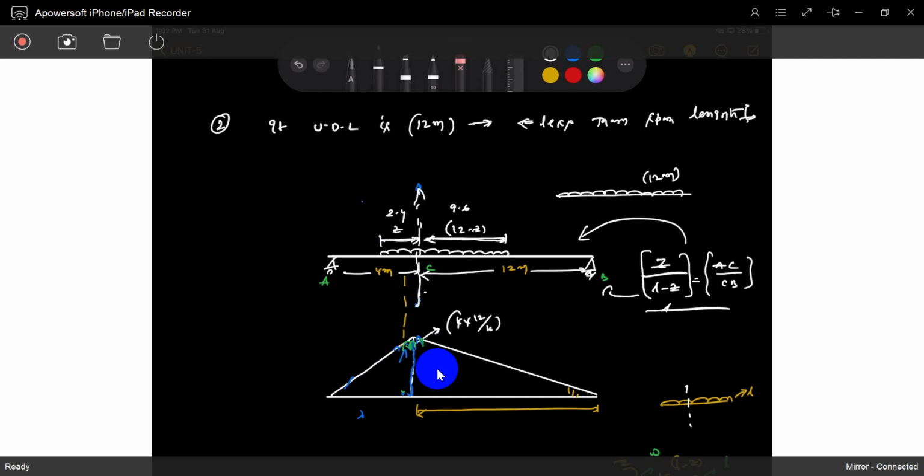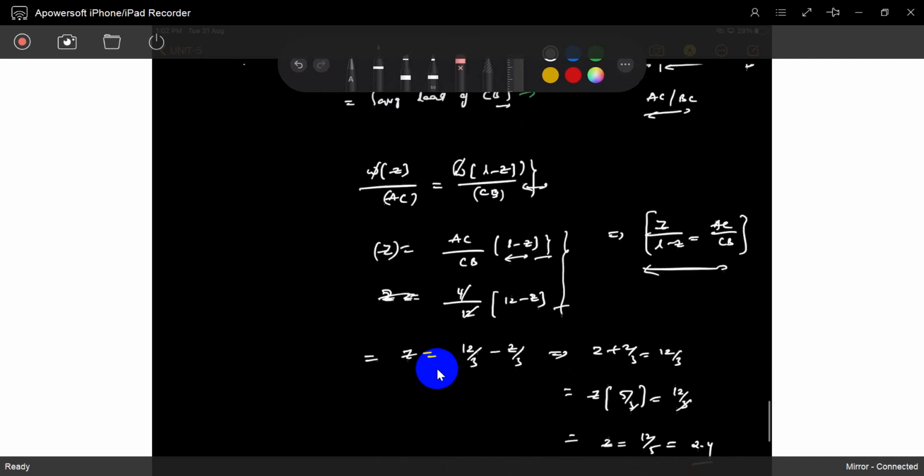You can understand. The load placing on the span divides the section in the same ratio as the C position divides the span. That's it, the same ratio in which C divides the span AB. So like this you can find out Z and place the load. Get it? So Z is 2.4.